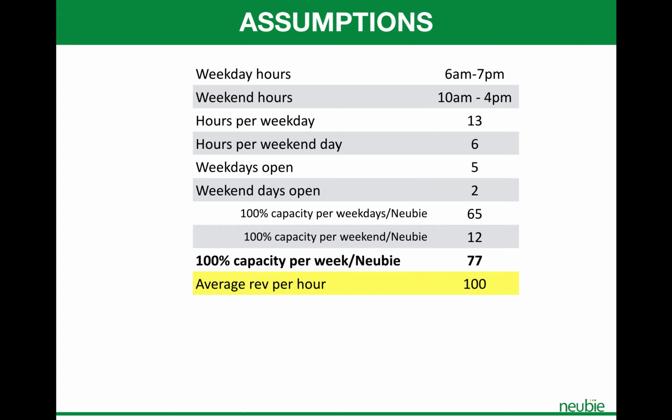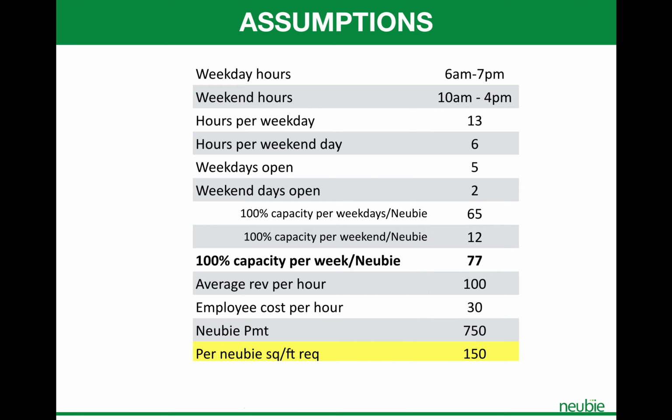Average revenue per hour is $100 an hour. We do have models that get us up to $300 an hour, but for the sake of simplicity and sanity, we're going to use $100 per hour as a baseline. Employee cost per hour is $30. The payment for the Neubie is usually around $750 a month.